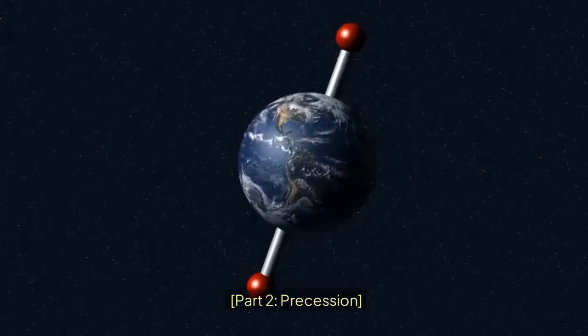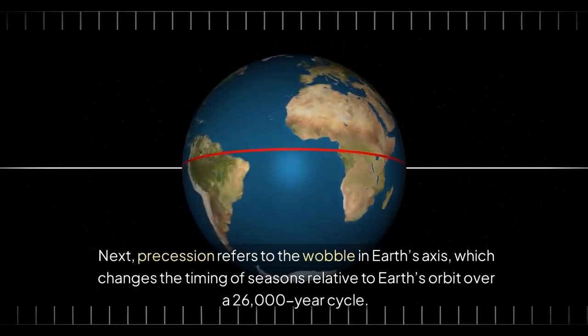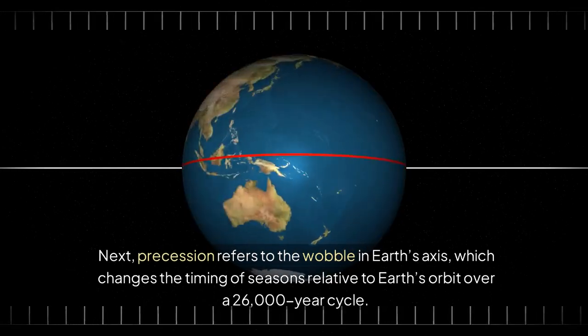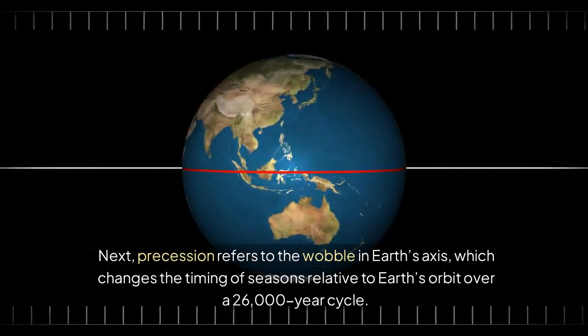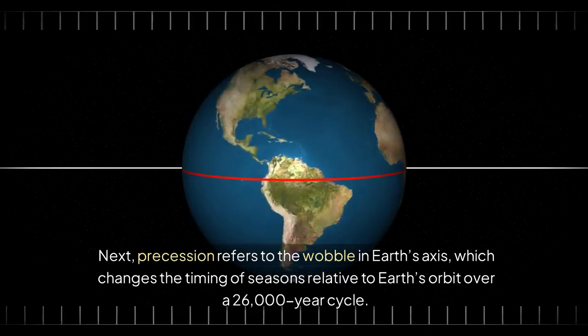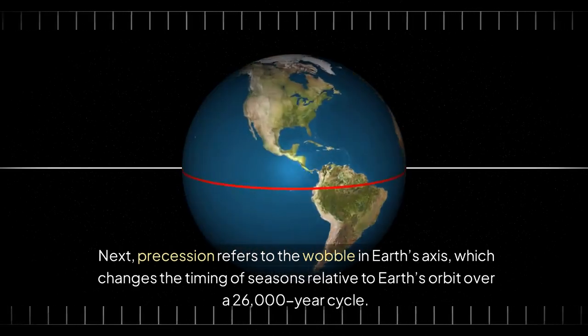Precession. Precession refers to the wobble in the Earth's axis, which changes the timing of the seasons relative to the Earth's orbit over a 26,000 year cycle. This can also tie in to play a key role within our eccentricity.